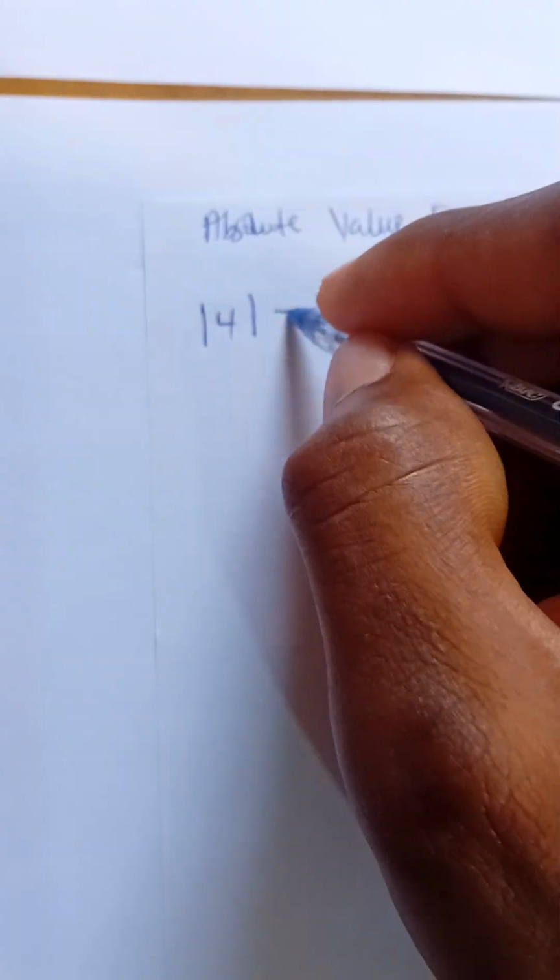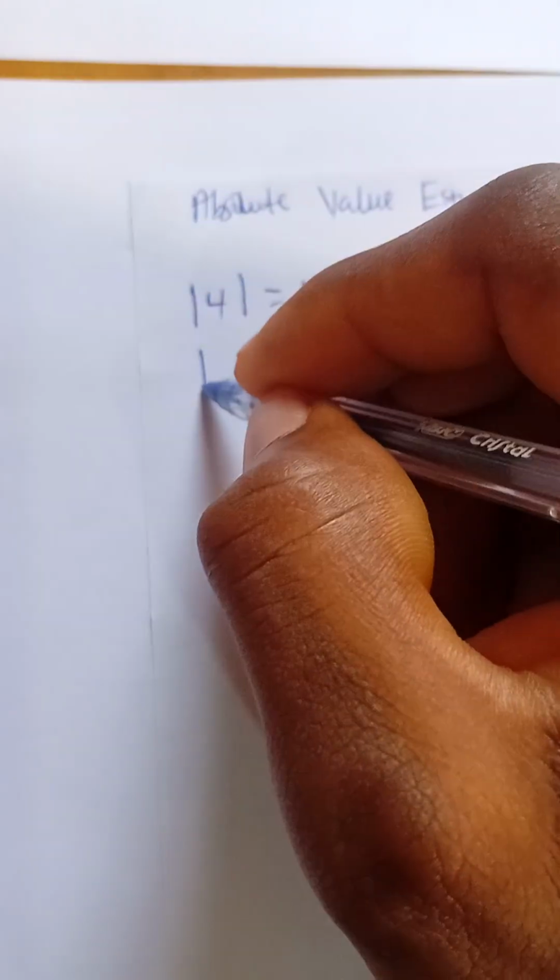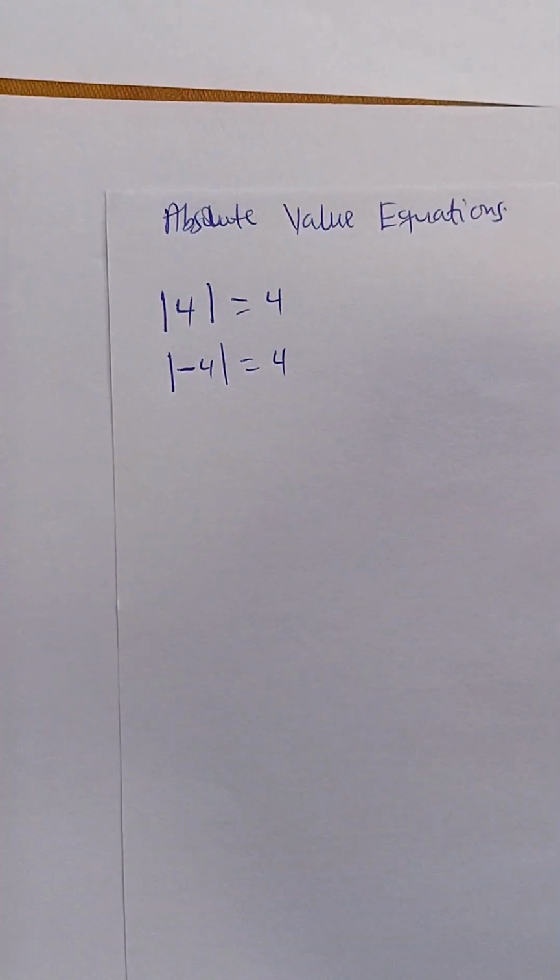At absolute value equations. When you are asked to find the absolute value of a positive number, you get a positive result. Absolute value of a negative number, you still get a positive result. So what then does it mean?